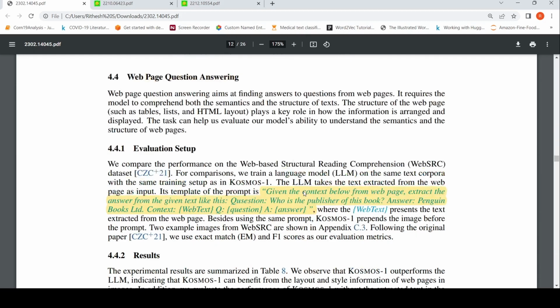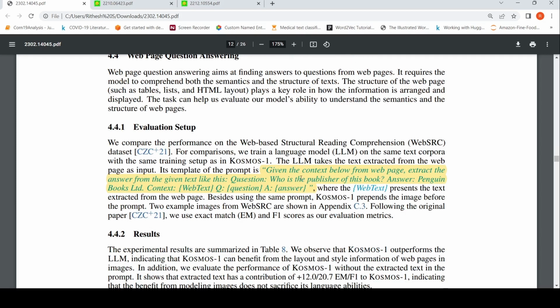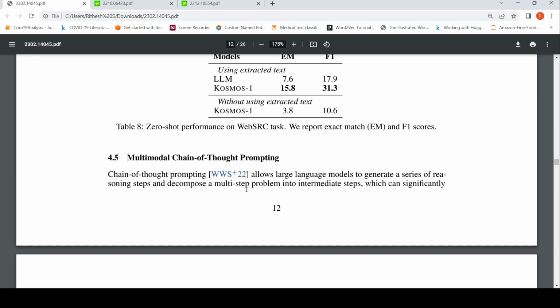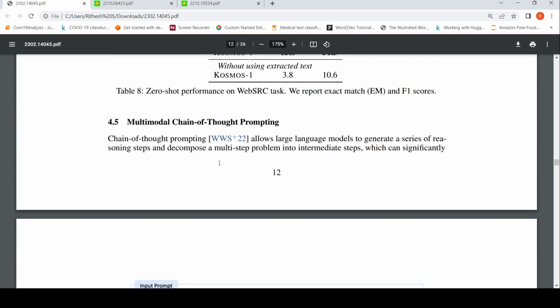Okay, web page answering, as I explained before, a web page is present, image of a web page, and basically, no. Text extracted from the web page as input, not an image. Sorry about that. So text extracted from the web page as input, and given the context below from the web page, extract the answer. Okay, who is the publisher of this book? That is the example over here. And this also gives good results compared to just a large language model, which they have trained on the same text. Okay. Then you have multimodal chain of thought prompting.